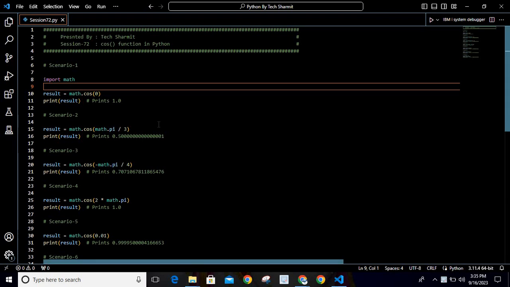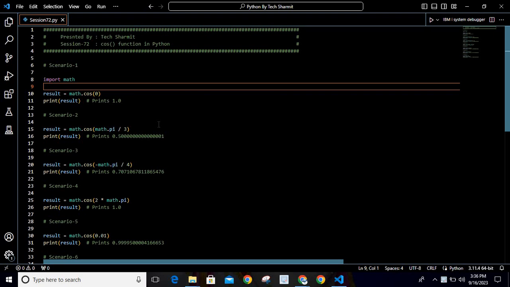In this session, we will discuss another function of Python, which is cos. The cos function is mainly used to convert your radians into the cosine of an angle. So whenever you have some radians value and you want to calculate the equivalent cosine of angle for that radians, then in that case you can utilize this cos function.